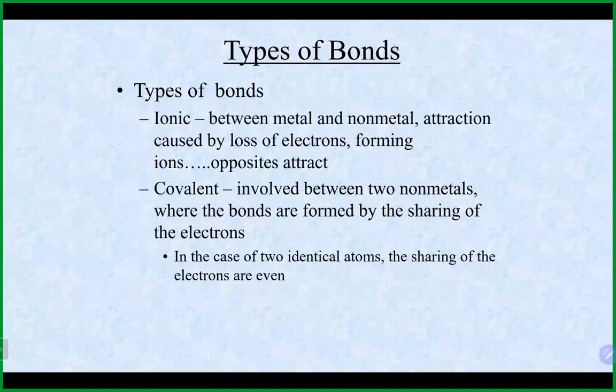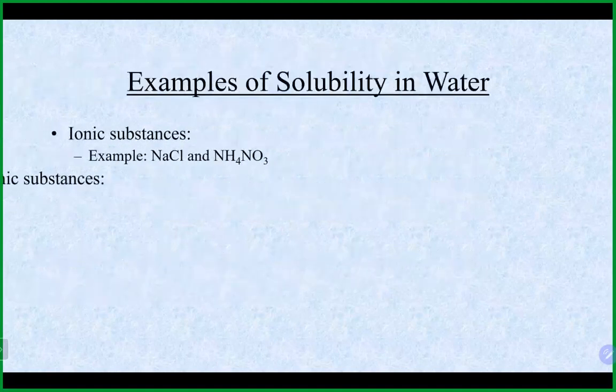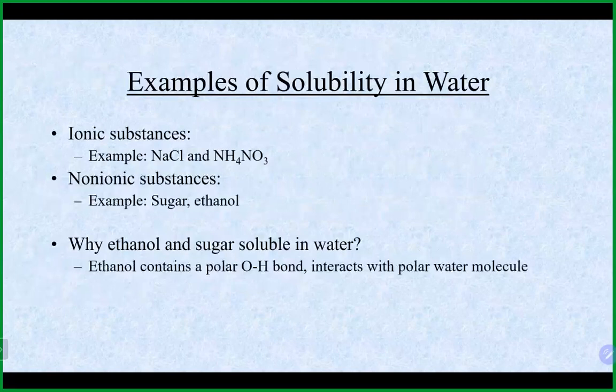And that plays a really big role in how substances can interact with each other, whether or not they have polar bonds or are a non-polar molecule. So that plays a really big role in how they can interact with one another. We've talked about that, so we won't go over that again. So let's talk a little about examples of solubility in water.